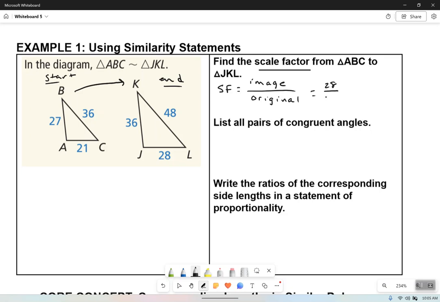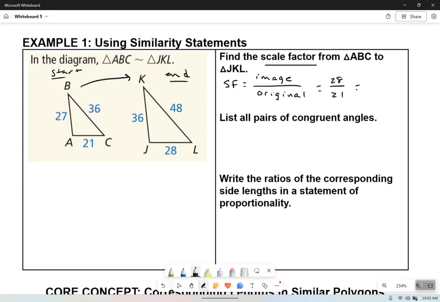21, doesn't it? Okay. Now guys, think about that fraction right there, 28 over 21. Can you think of some numbers that would go into 28, 21 to reduce that for us? 7 would go into both, right? Okay. How many times will 7 go into 28? How many times will 7 go into 21? What's the scale factor here? 4 to what? 4 to 3.